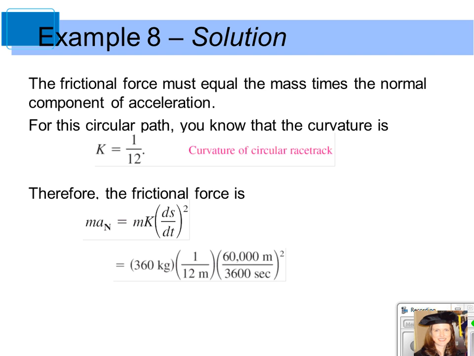That can be calculated with a mass of 360 kilograms, that curvature of 1 over 12, and the derivative of s with respect to t of 60,000 meters per hour, 60,000 meters per 3,600 seconds, squared. This is approximately 8,333 kilograms per meter per second squared.